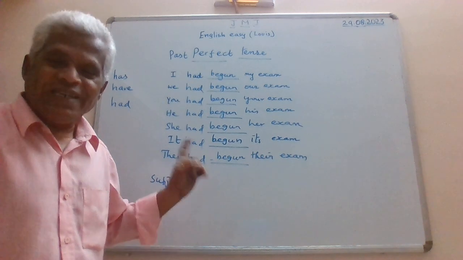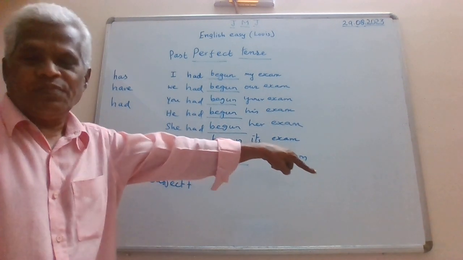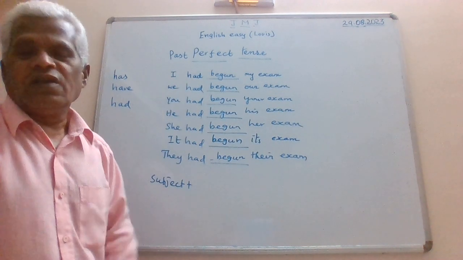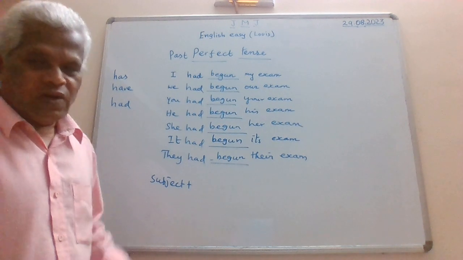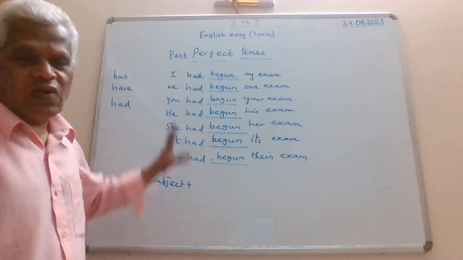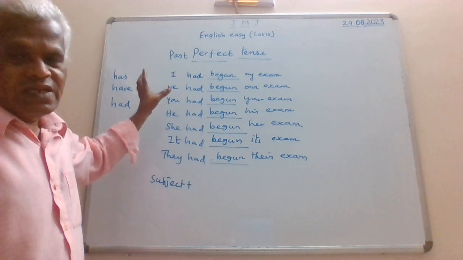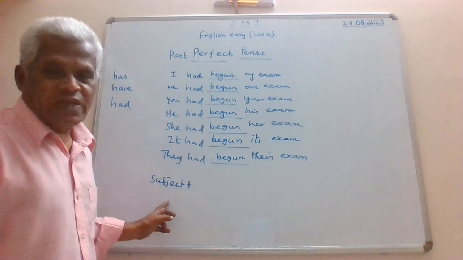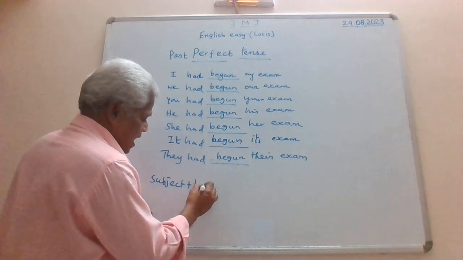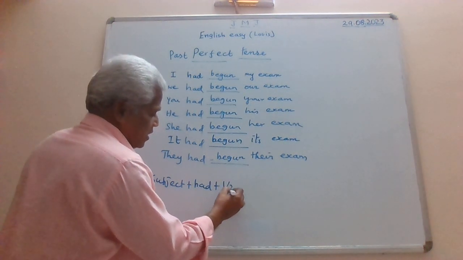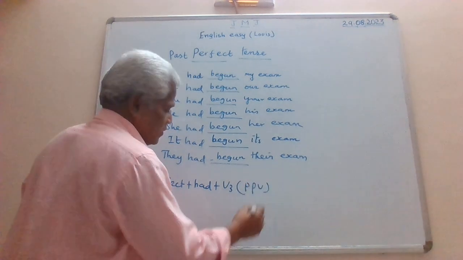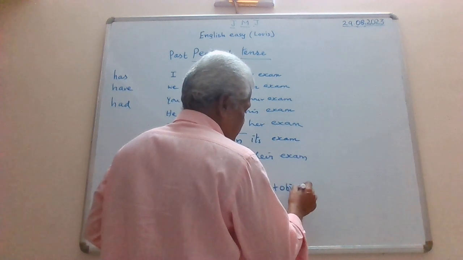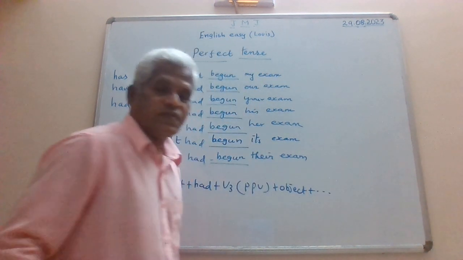And this is much easier. This is easier than the present perfect tense, because you don't have to worry about which auxiliary verb to use. You don't have to worry about third person singulars, nothing about that. So for all the subject pronouns, whether it is first person or third person or second person, you use had. So what is the formation of the verb? Subject plus had and then verb 3, what we call the past participle form of the verb, plus the object and then the rest. Okay?